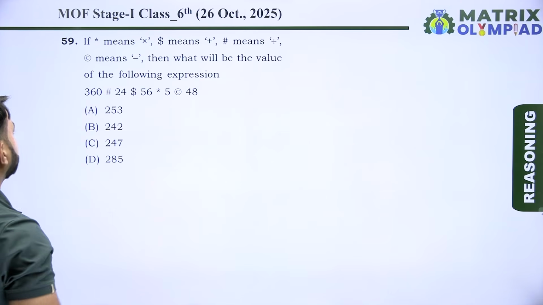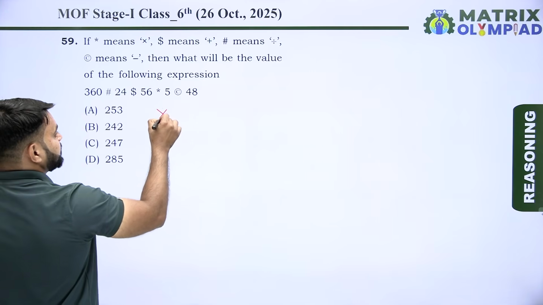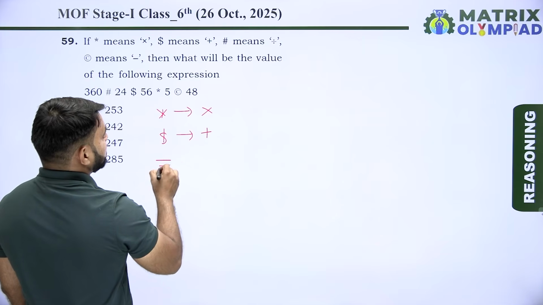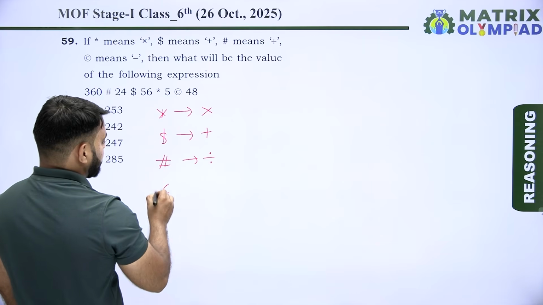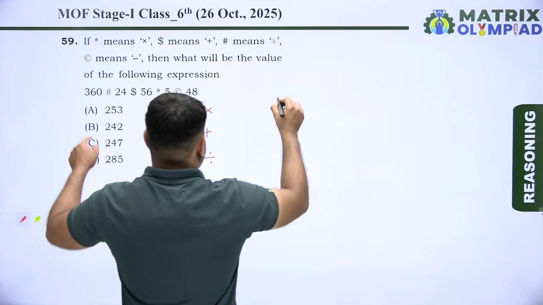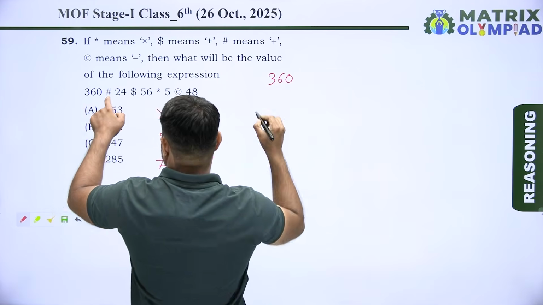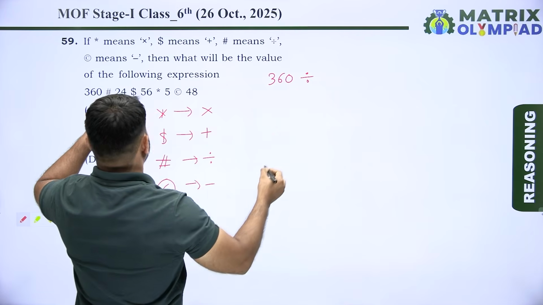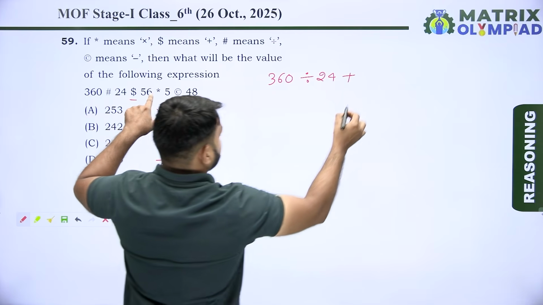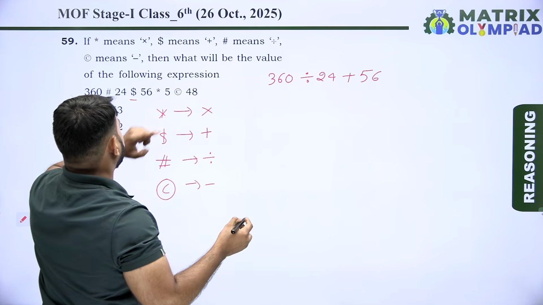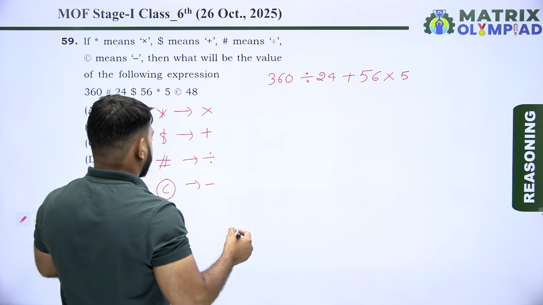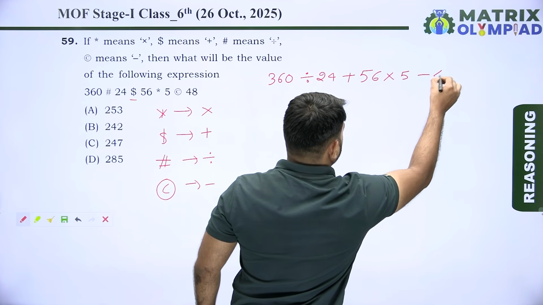So now the next question is question number 59. If asterisk means multiply, dollar means plus, hash means divided by, and copyright means minus, then what will be the value of the following expression? So now the expression is 360 hash 24, then dollar 56, asterisk 5, copyright 48. That is, 360 divided by 24, plus 56, multiply by 5, minus 48.